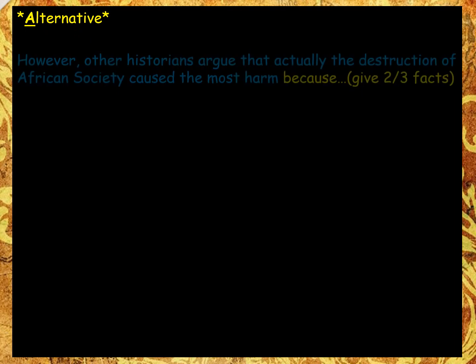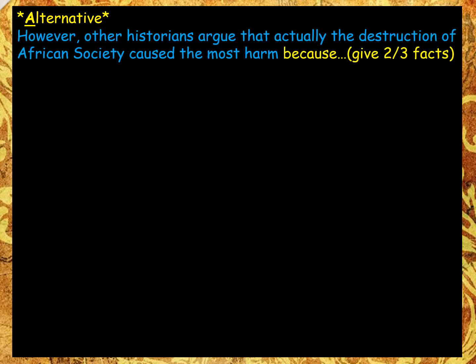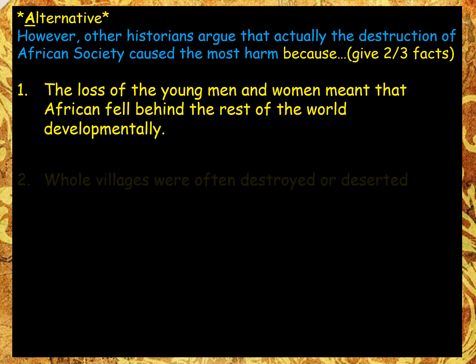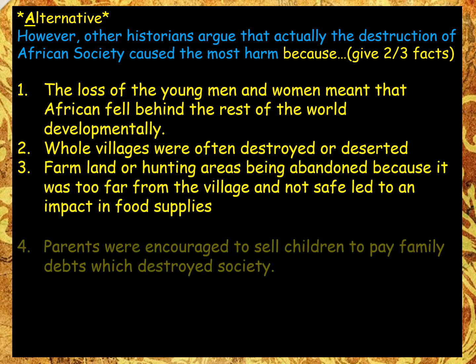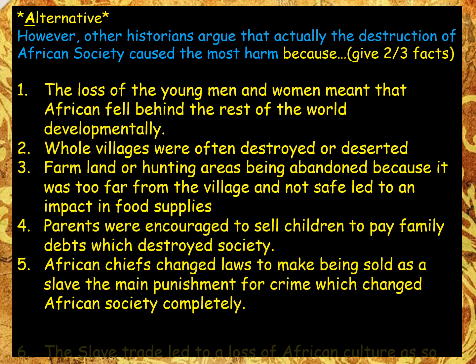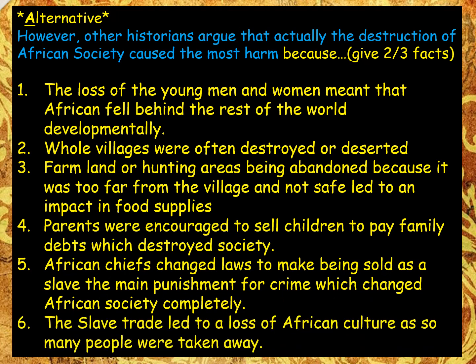So for your alternative then, you're going to introduce this using this sentence here. So you just copy this sentence and we do the same thing again. However, other historians argue that actually the destruction of African society caused the most harm because, and then the same thing. We're going to give 2 or 3 out of these ones that we're putting up here to choose from. So choose which ones you want to actually put in, write them in, and once you've done that, move on to the next slide to do your next paragraph.